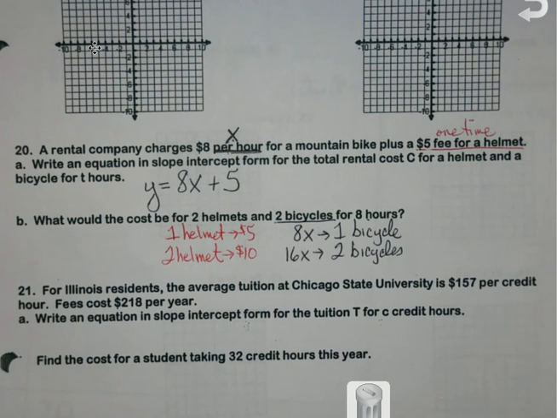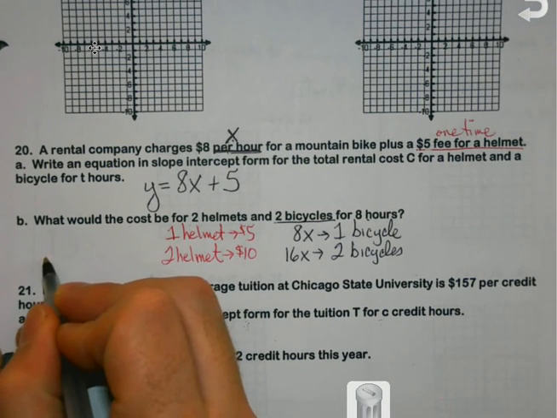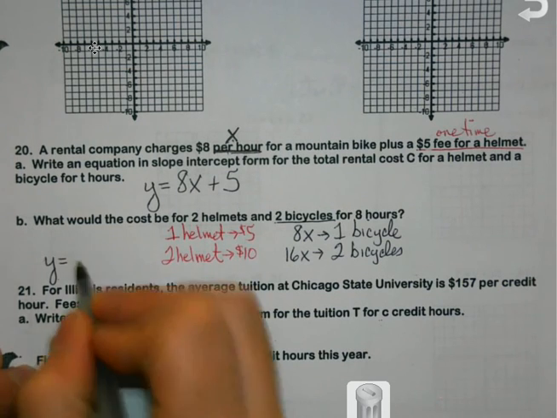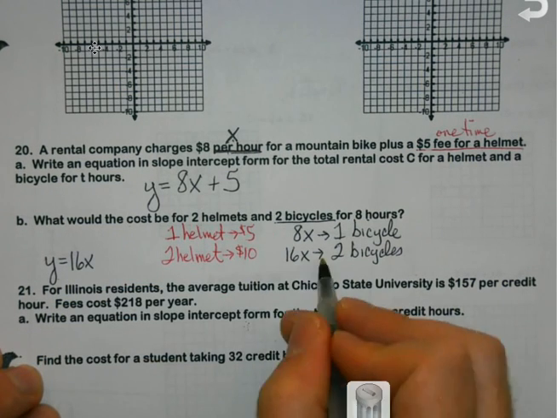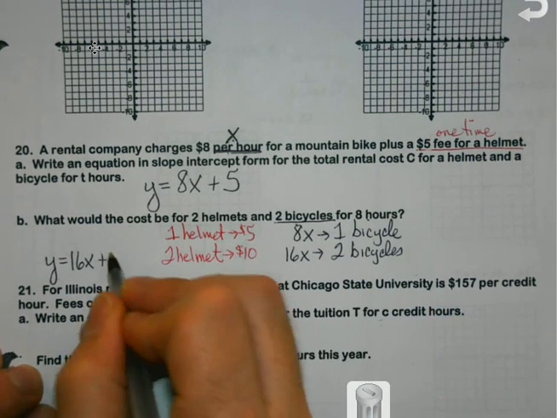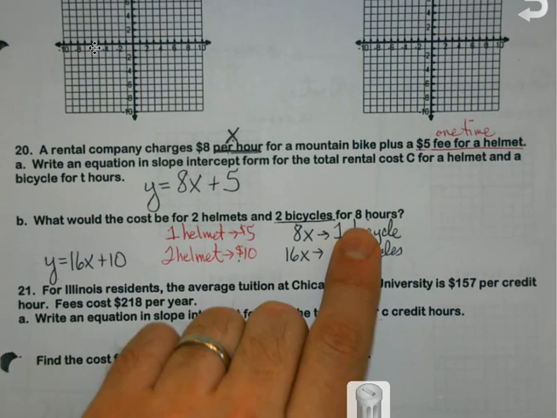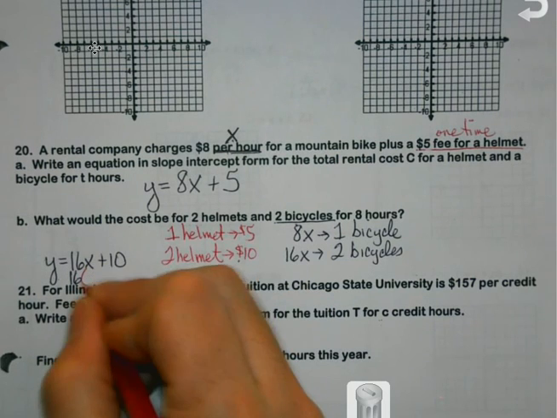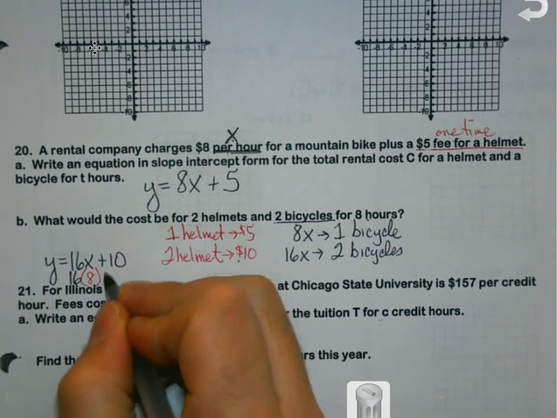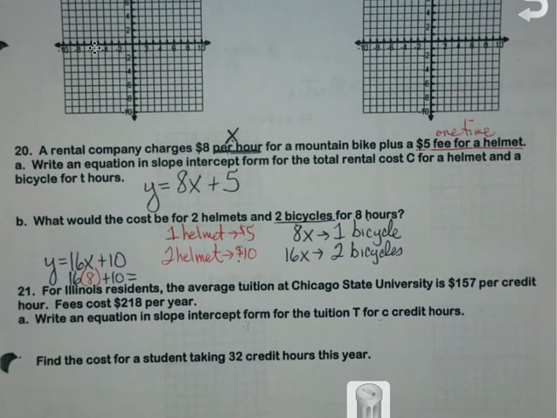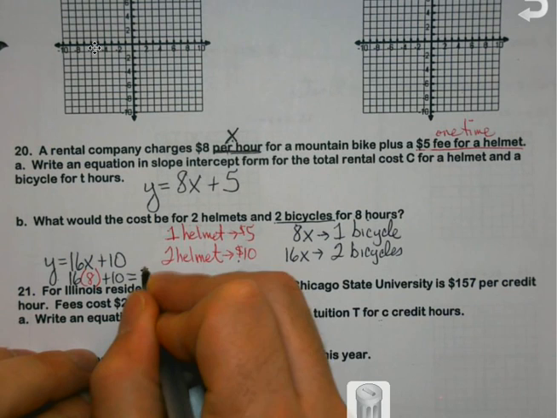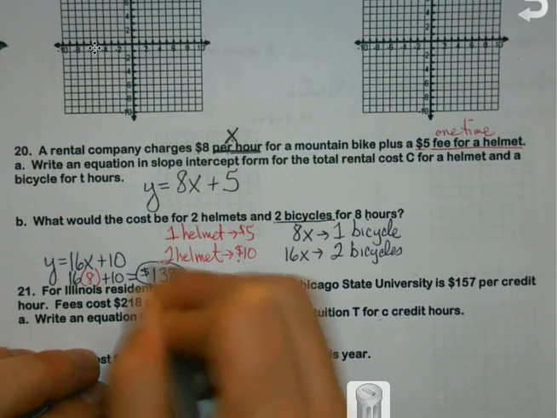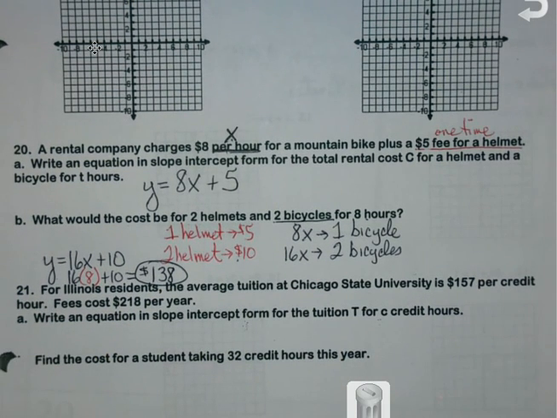So here's what I would do. I'd be like, okay, so y is going to equal 16x, because I'm renting 2 bicycles, plus 10, since I'm renting 2 helmets. To figure out the 8 hours, I just plug in the 8 for x. So it's going to be 16 times 8 plus 10. Let's see here. 16 times 8, it's 128 plus 10. I'd be spending $138 for these 2 helmets and these 2 bikes. But that's the setup that I'm doing with these.